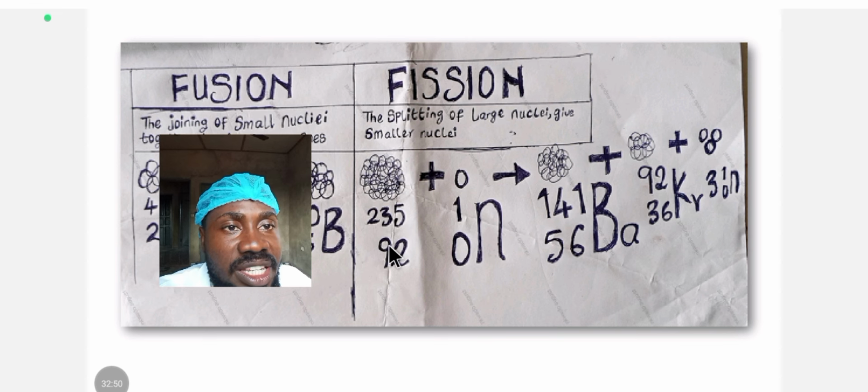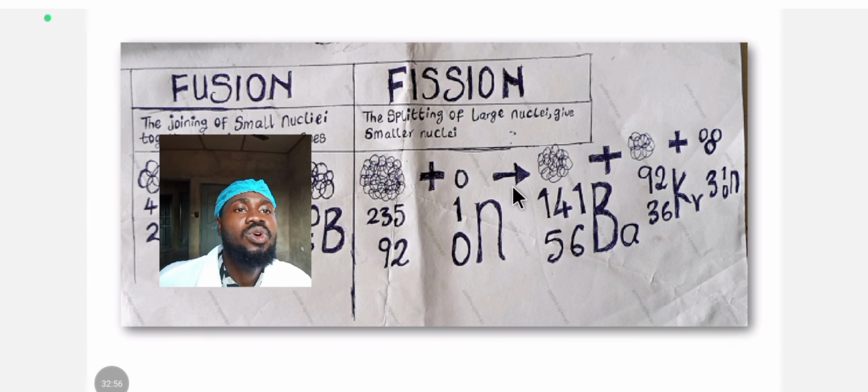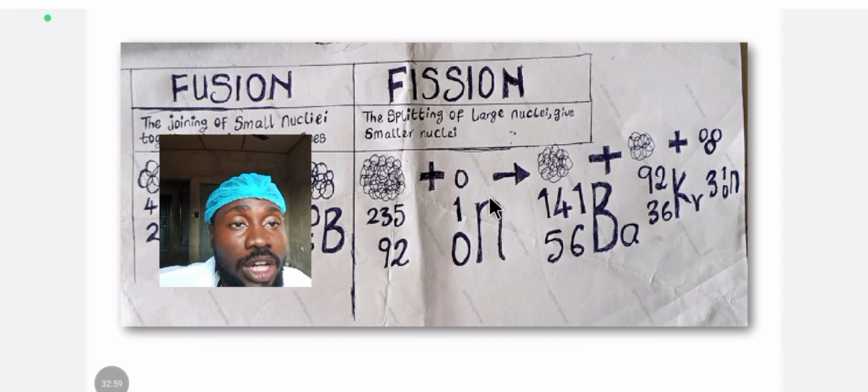So this is the big nucleus. You bombard it with what? Remember how you do nuclear fission. You bombard it with a particle. If you bombard it with a particle, it disintegrates to form what? It forms radioactive barium, radioactive krypton, and neutrons as particles.